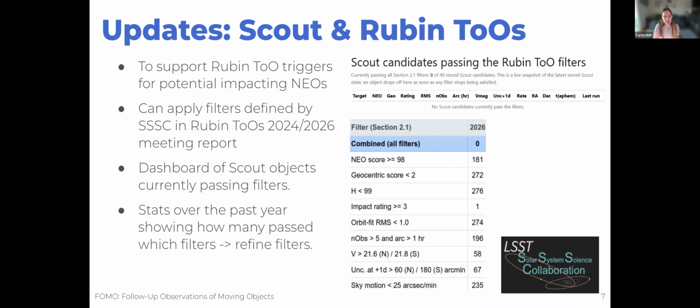The reason that we've implemented this is to support the Rubin TOO triggers for potentially impacting NEOs. There was a Rubin TOO meeting in 2024 and 2026, and then discussion with the community on defining these filters for when we would want to trigger for a potentially impacting NEO. So now we have a dashboard of Scout objects that are currently passing those filters. And we can also see stats over the past year showing how many have passed which filters and help us refine those filters.